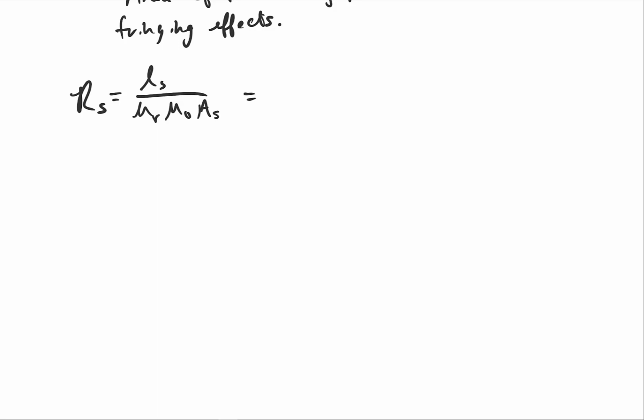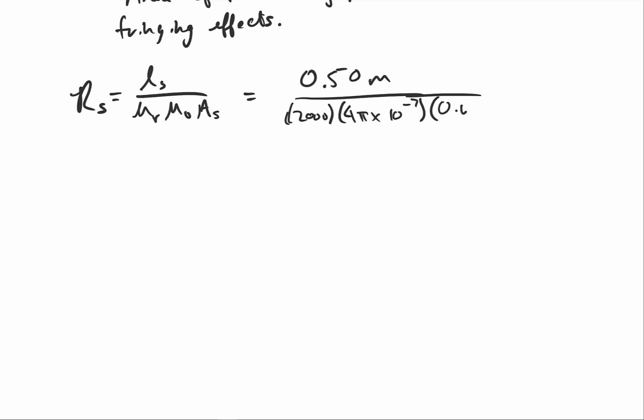We can plug in the numbers for there. 0.50 meters. Remember, we have to convert to meters. Mu R is 2000 times 4 pi times 10 to the minus 7, which is mu naught, times 0.0012 meters squared. Remember, we're converting to meters and meters squared. And this turns out to be 166,000 ampere turns per Weber.